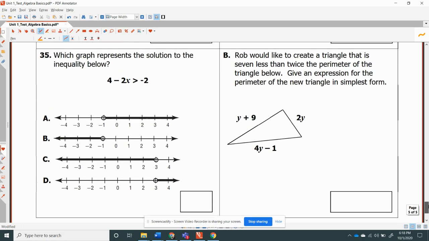Last two problems. Which graph represents the solution to the inequality below? Well, first you had to solve this. This is a positive 4, so let's subtract 4. Whatever we do to one side of an equation or inequality, we do to the other. Now we have negative 2x. We haven't multiplied or divided by a negative yet, so we don't have to flip this yet, is greater than negative 2 minus 4 is negative 6.